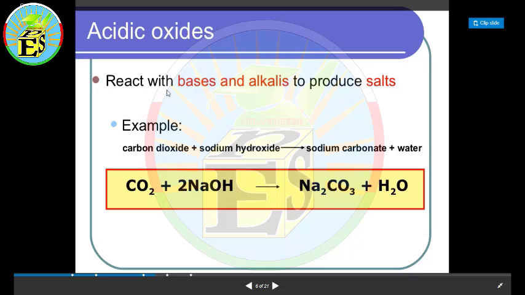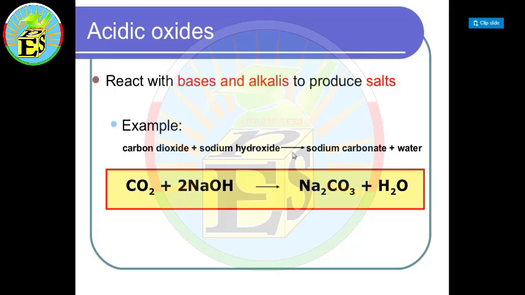Another, when the acidic oxide reacts with bases and alkalis, it will produce what? Salt. It will produce salt. For example, when carbon dioxide reacts with sodium hydroxide, CO2 is an oxide of carbon, and this is an acidic oxide because carbon is a non-metal. It will react with sodium hydroxide, which is a base or alkali. It will give you Na2CO3, which is sodium carbonate, a salt, plus water. So these are the 2 reactions of acidic oxide with water and alkali or bases, and their products.